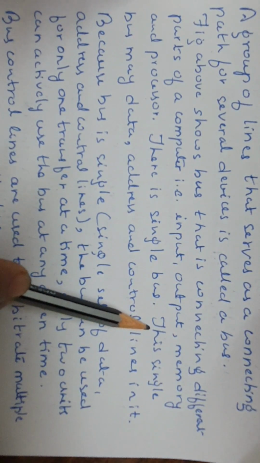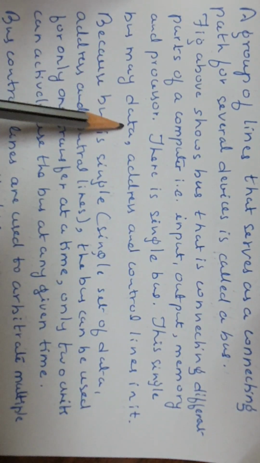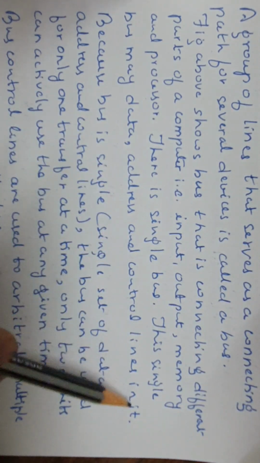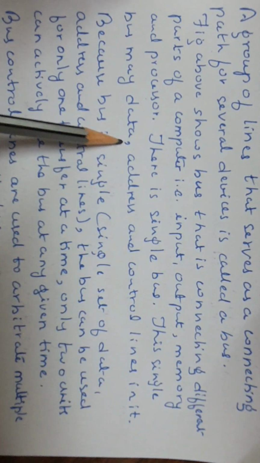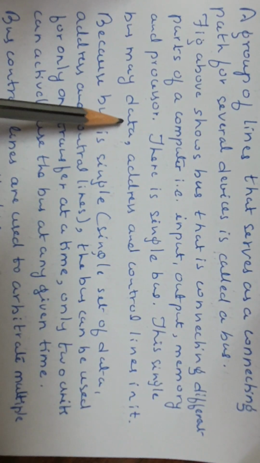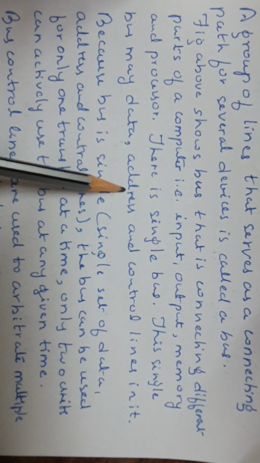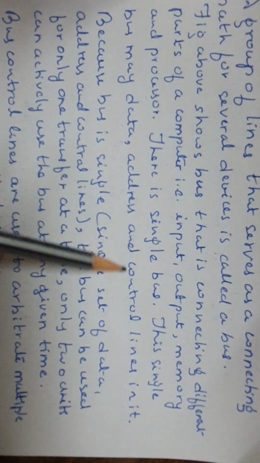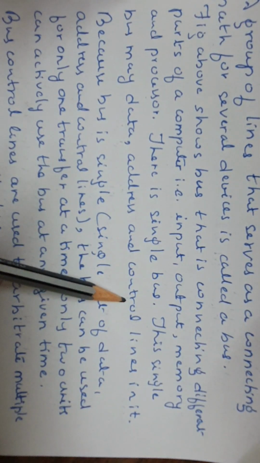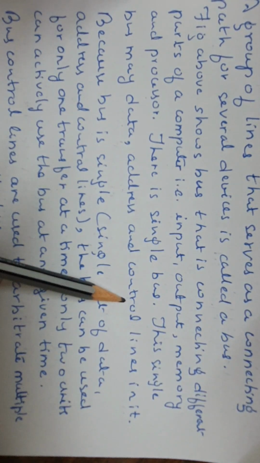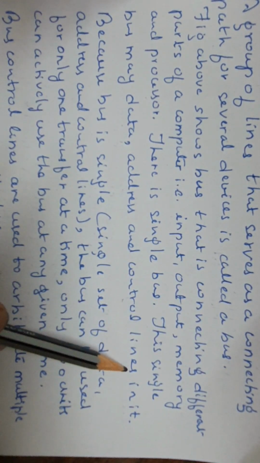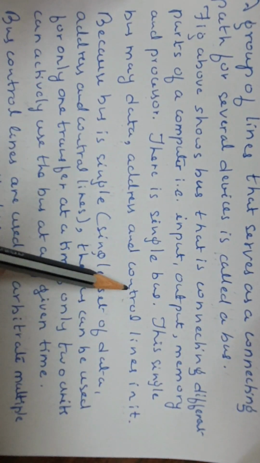This single set of lines or this single bus may have data, address and control lines. Means in that single bus or set of lines, 3 different kinds of lines will be there. The lines which carry data are called as data lines. The lines which carry address bits of the memory are called as address lines. And the lines which carry the commands, the control bits from the processor, are called as control lines. All these data, address and control lines form the single bus.